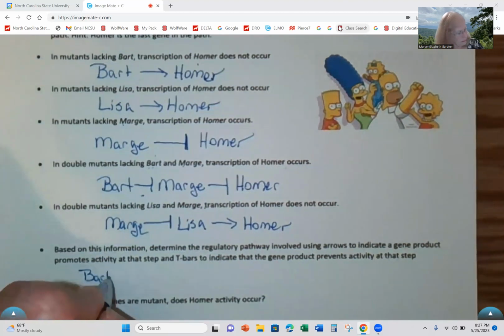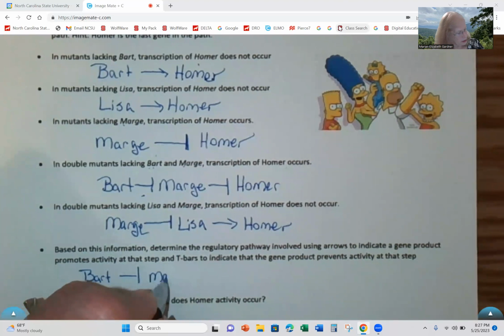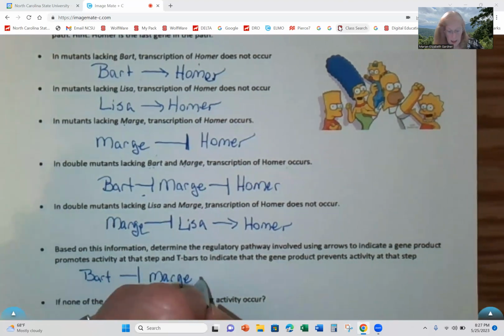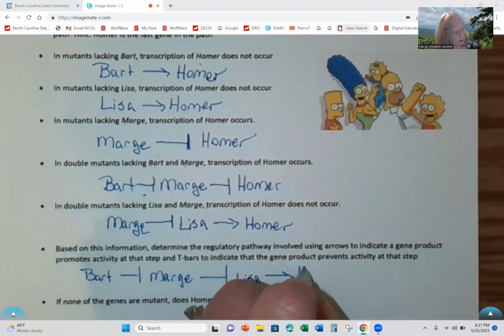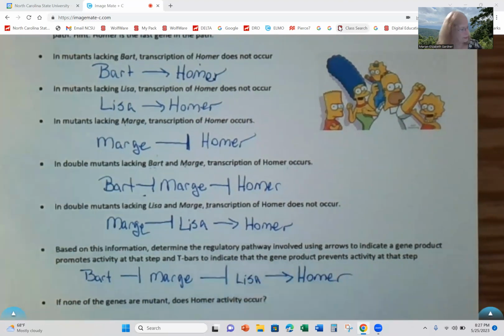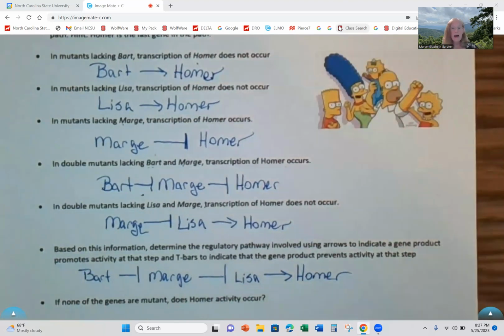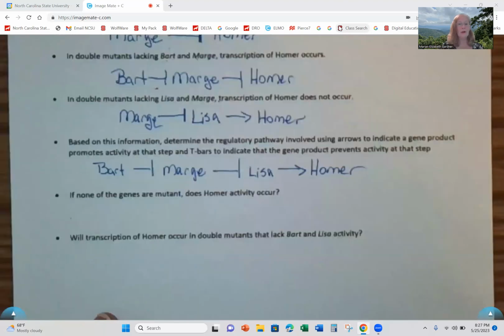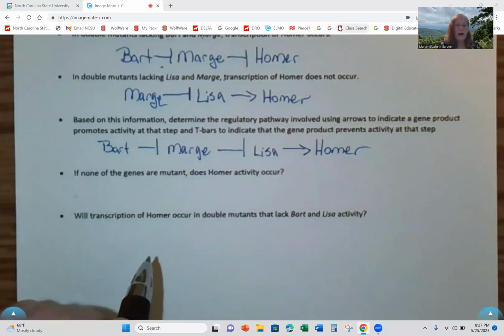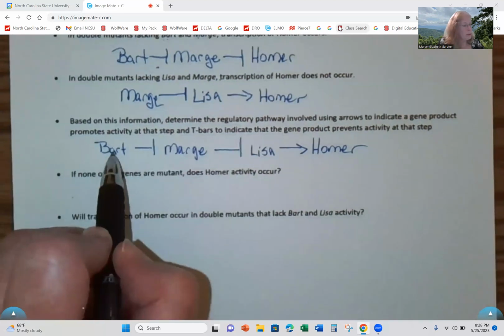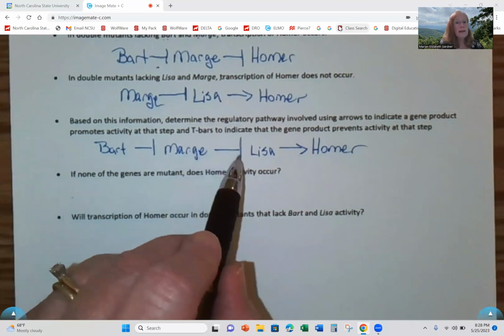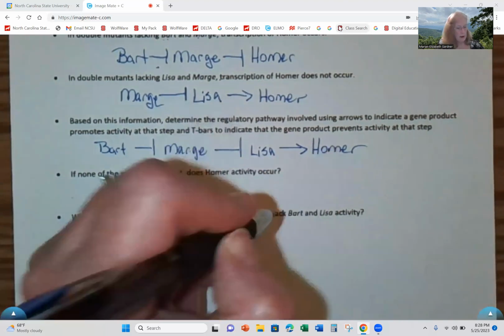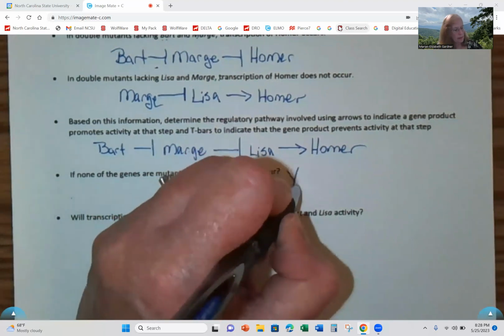Bart blocks Marge, blocks Lisa, promotes Homer. Now, if none of these genes are mutant, everything's working just fine. Does Homer activity occur? Do we transcribe Homer? So Bart prevents Marge from working. That means Marge does not block Lisa, so Lisa does cause Homer to transcribe.